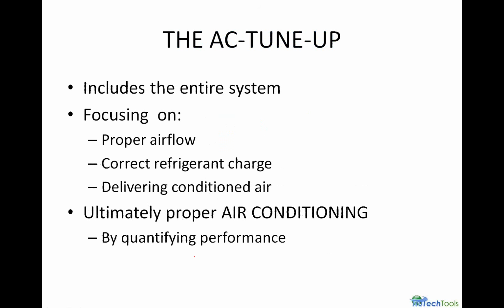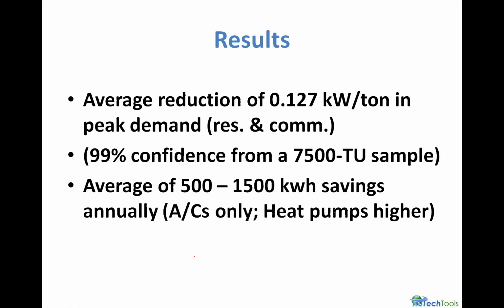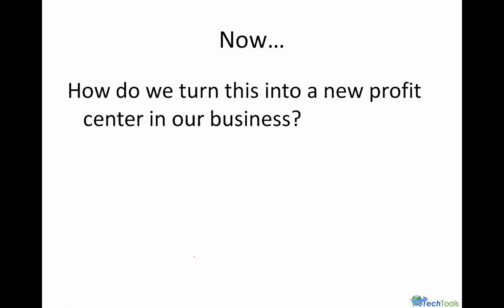The entire AC tune-up, again, includes the entire system. We're going to focus on airflow, charge, and delivering commissioned air, and ultimately quantifying the performance. Some results that you'll see, an average of about 0.27 kilowatts per ton in peak demand, and a 99% confidence in these from a 7,500 tune-up sample. An average of 500 to 1,500 kilowatt-hours savings annually on heat pumps and air conditioning. So there's a substantial amount of electrical savings by getting the equipment running properly.